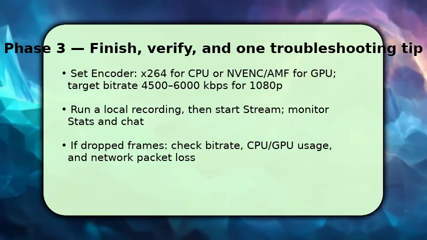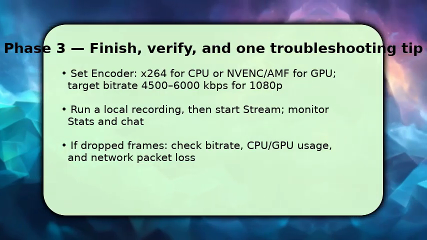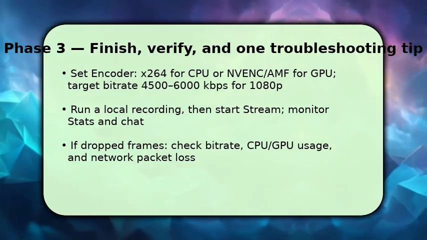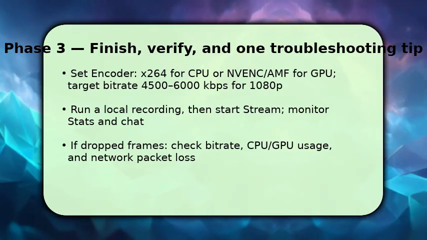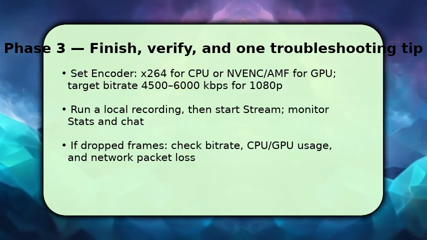When you go live, watch OBS stats and Twitch Inspector for dropped frames. If problems occur, lower bitrate or resolution, switch to a different encoder, or test a wired connection. And remember to restart OBS and router if packet loss persists.